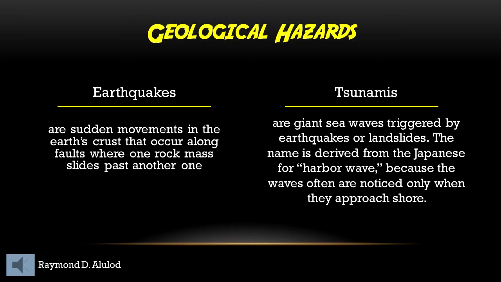Tsunamis are giant sea waves triggered by earthquakes or landslide. The name is derived from the Japanese for harbor waves because the waves are often noticed only when they approach shore. Mas mataas at mas malakas kaysa regular na wave na makikita natin. Pwede ito mangyari kapag nag-earthquake, landslide, volcanic eruption. Kaya nitong i-wipe out ang mga bagay, gusali, tao na madadaanan o matatamaan nito.